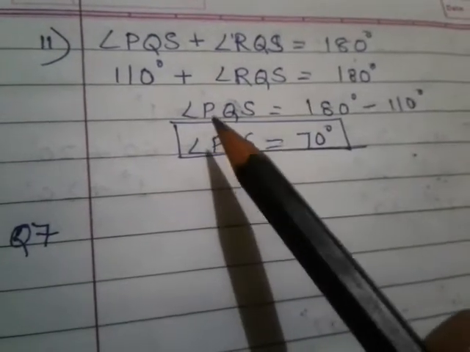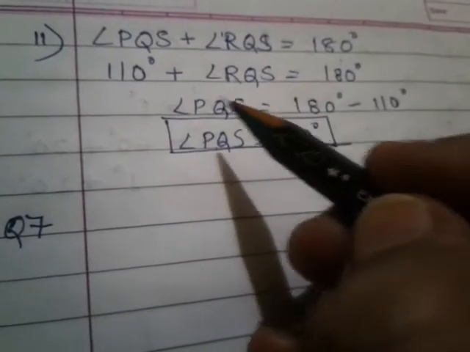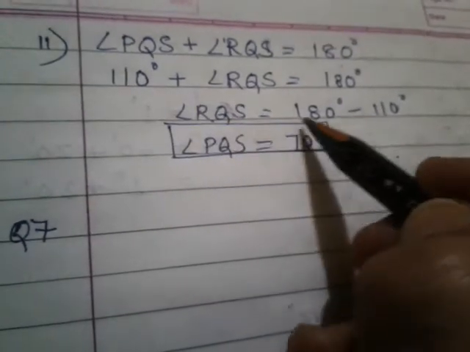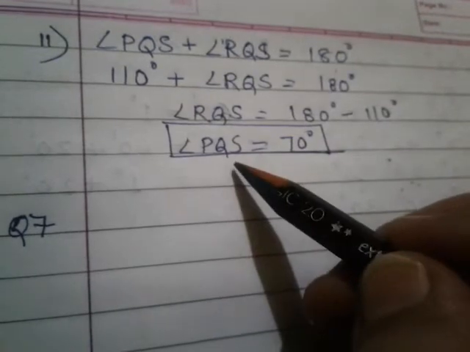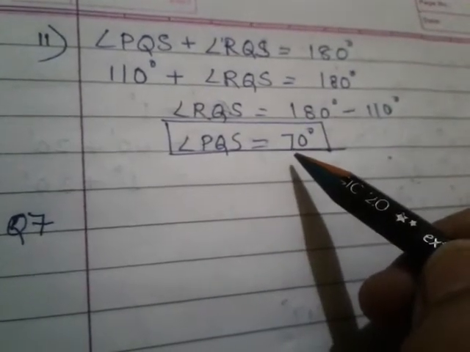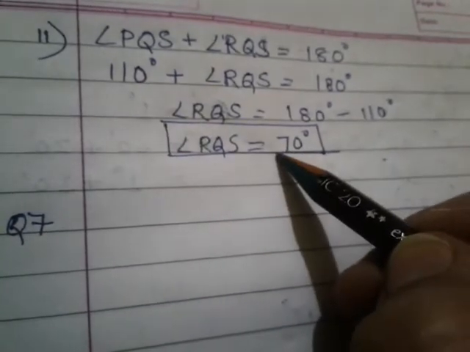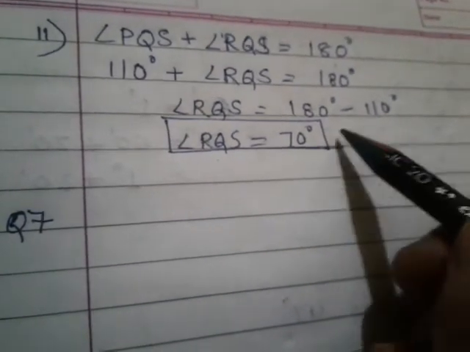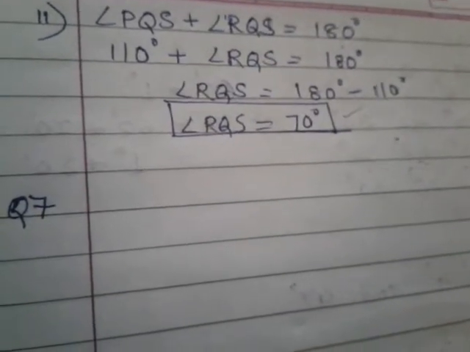PQS is given as 110. Angle RQS is equal to 180 degrees minus 110 degrees, so RQS is equal to 70 degrees. This is the way you have to substitute and get the answer.